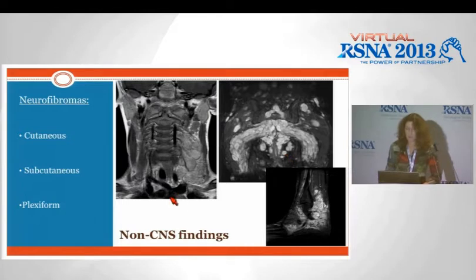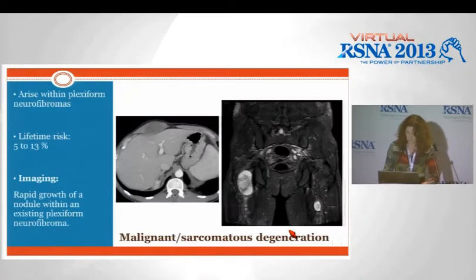My images show post-contrast MRI sequences demonstrating a plexiform neurofibroma of the left neck, and then plexiform neurofibromas along the course of the sciatic nerves, and one encasing the ankle. Of the different types of neurofibromas that I covered, the plexiform neurofibromas can undergo malignant transformation. The lifetime risk is between 5 and 13%.